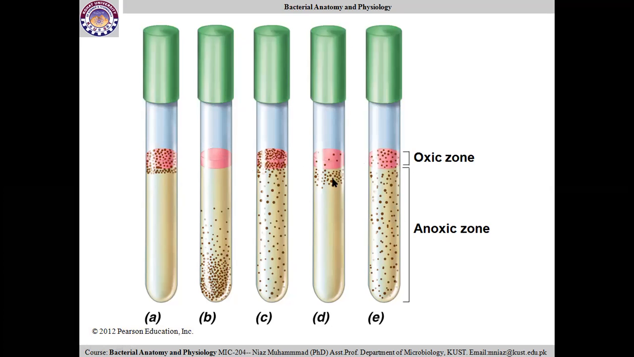Here oxygen is not present. So these may be a little bit microaerophilic. They will grow over there. On the basis of oxygen requirement, we can grow microorganisms on this thioglycolate medium. Aerobic microorganisms will grow here and anaerobic will grow down.